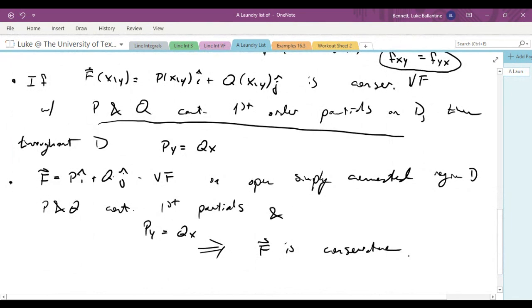Okay? So F equals P i plus Q j, a vector field on an open simply connected region D. P and Q have continuous first order partials, and we have that P_y equals Q_x, and F is conservative.